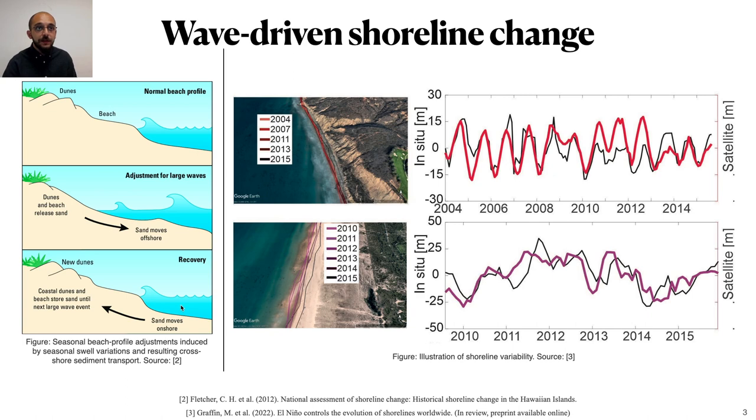And then once the wave climate goes back to normal, these smaller waves start pushing the sediment grains back onshore. So essentially they start reconstructing the beach in a recovery phase. What we see here on the right are graphs that are borrowed from a sister study. This shows the shoreline variation over multiple years on two sites, in the US and in France, and this is to show this cycle of erosion and accretion that we observe.